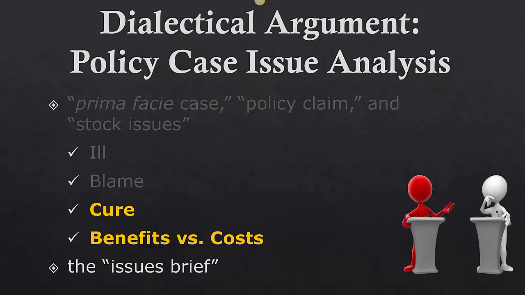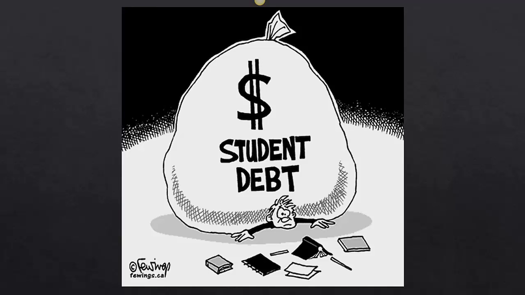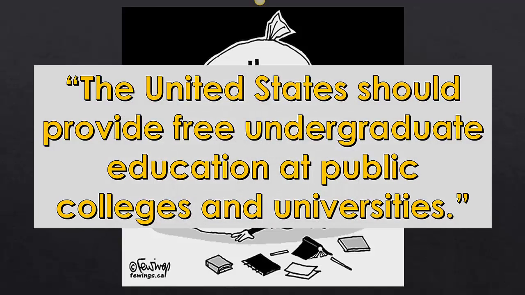But first, let's very briefly recap where we are so far in a sample policy debate that we started developing for the purposes of explanation in our previous video. One public policy controversy of interest to most of us is the current student debt crisis. So we forwarded the following example of a policy proposition to illustrate the importance of the stock issues. The United States should provide free undergraduate education at public colleges and universities.